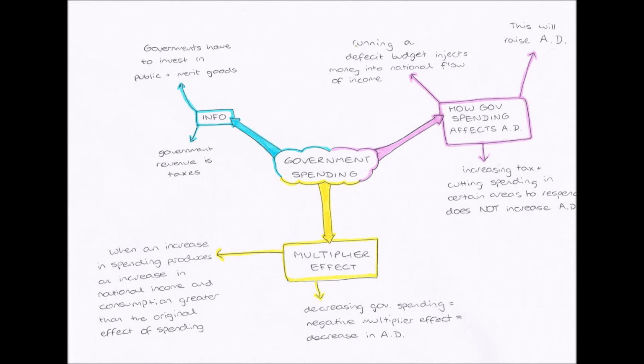Also, if a deficit budget is run, so if a deficit government budgets, this means more money is being borrowed than is being taken in by taxes, then this means that money is essentially coming into the national circular flow of income, because it's very likely that this money has been borrowed from abroad. So therefore, if we have lots of injections into the national circular flow of income, then aggregate demand will also increase.